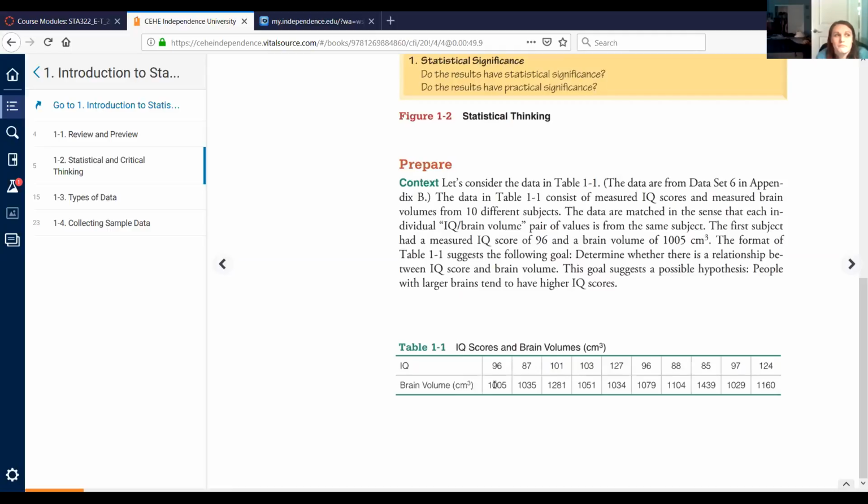So brain volume for this guy with an IQ of 96. And remember, an IQ of 100 is average. Anything over 100 is better than average. Anything less is less than average. For whatever that's worth. But the guy with a 96 had a brain volume of 1,005. The guy with an 87 had a brain volume of 1,035.